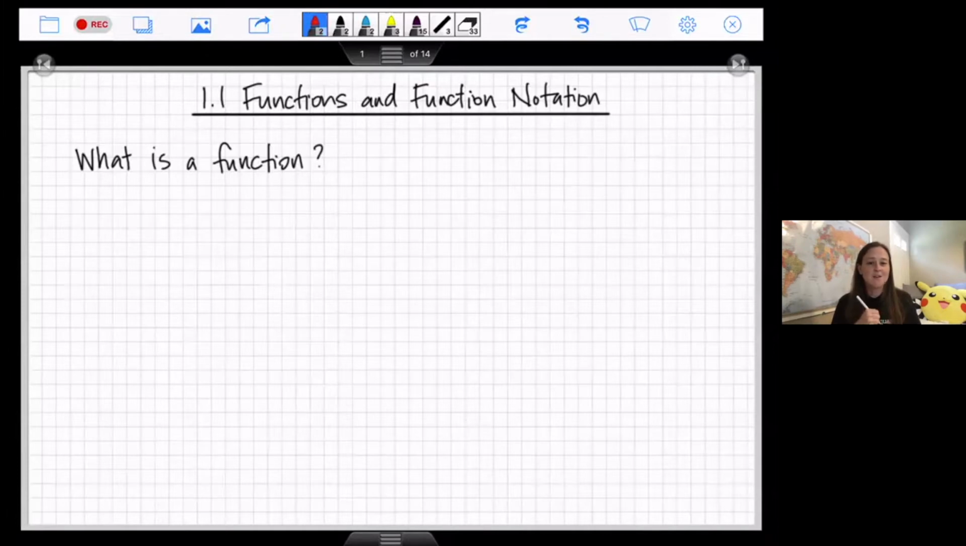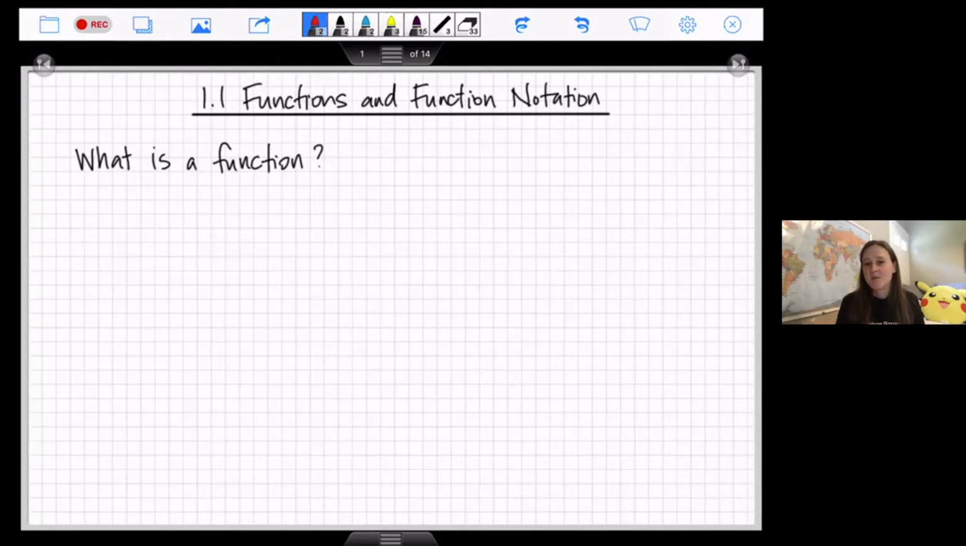All right, so let's get started on section 1.1, functions and function notation. Functions are certainly something that you must have learned about in high school, but we use them all semester long, almost all the time in pre-calculus and in calculus and beyond. So we want to make sure we get a little bit of a review and a good foundation going forward. So what's a function?